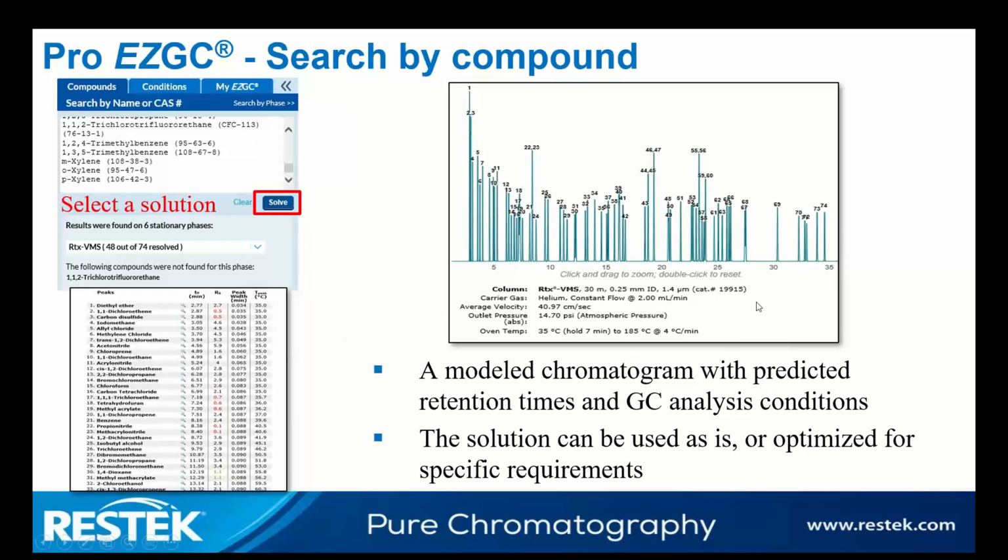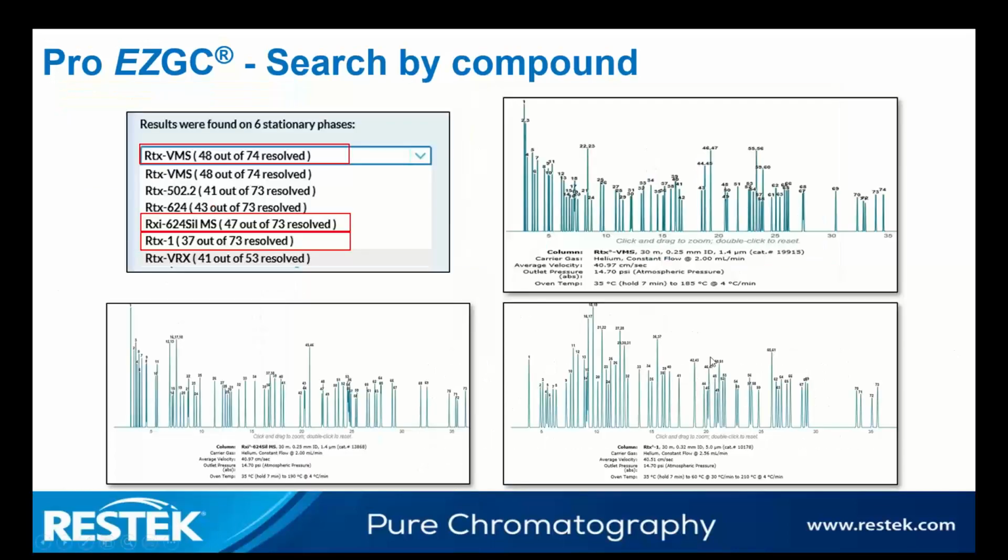So this is the actual prediction that you get, and we'll show comparisons of how close these predictions are to actual runs. Here we have, again, our 74 compounds. Sometimes you'll see 73 versus 74. That means that one of these libraries did not have all of the compounds that we requested. So there was one compound missing, or in the case of the VRX, there were many compounds missing. But it's still giving us that result.